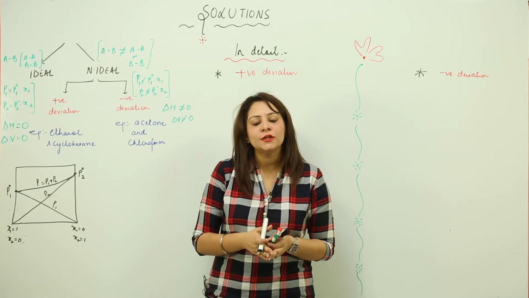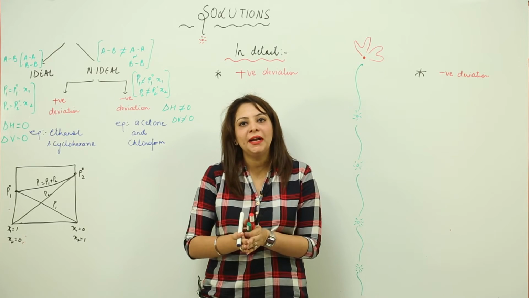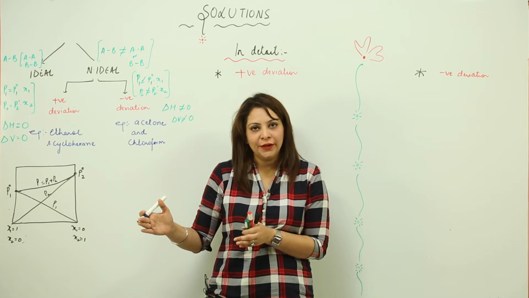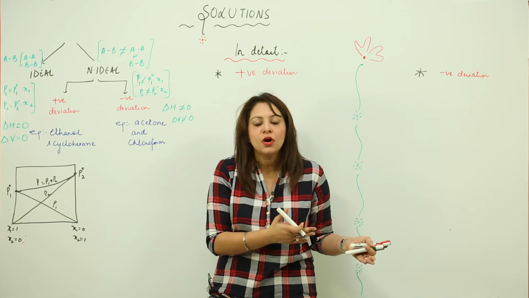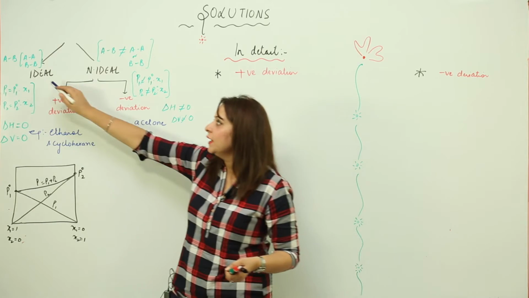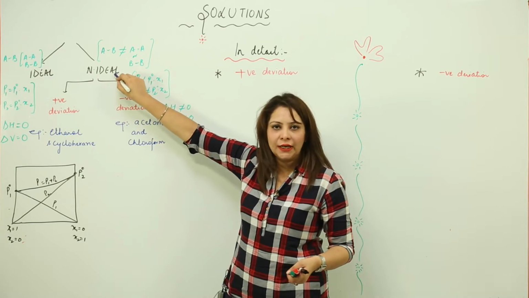Now, as you know, we can categorize solutions depending upon whether they obey Raoult's law at all conditions of temperature and pressure, or whether they don't obey Raoult's law under all conditions of temperature and pressure. We divide solutions into two categories. One is ideal, the other is non-ideal, right.